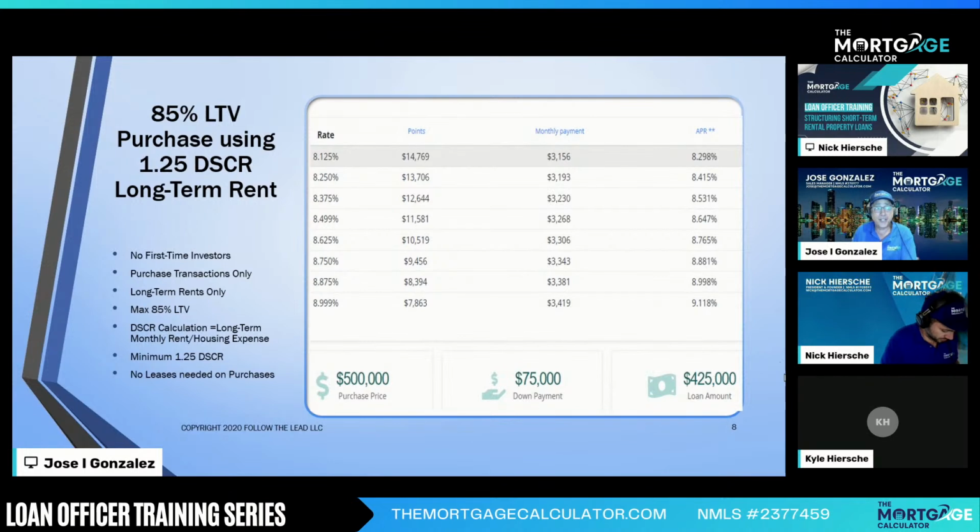And then the DSCR calculation is the standard long-term monthly rent divided by housing expense. And, a nice little add-on, you don't need leases on the purchase. So this would be an ideal scenario for the maximum LTV. If they find this property that's cash flowing, and there's a few like that, your investor is going to be so happy, and there's no need to divulge anything about short-term rental on the application because you're not using short-term rental income. You basically disclose what you are doing.